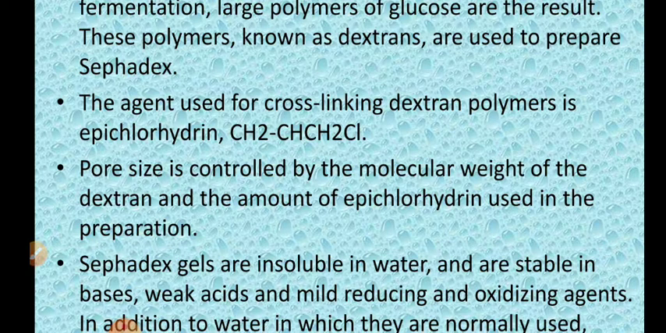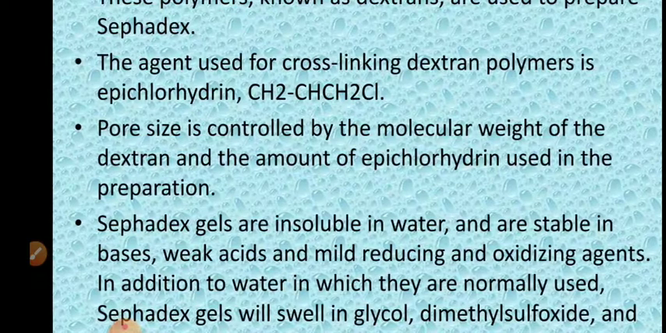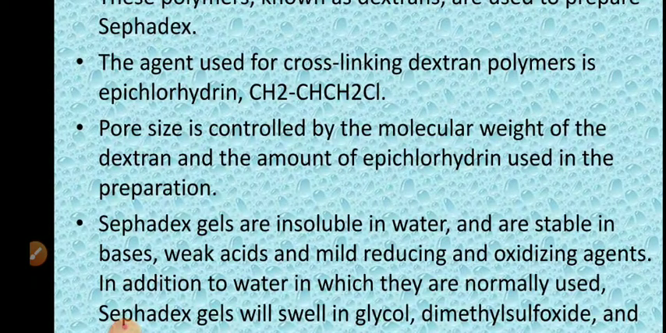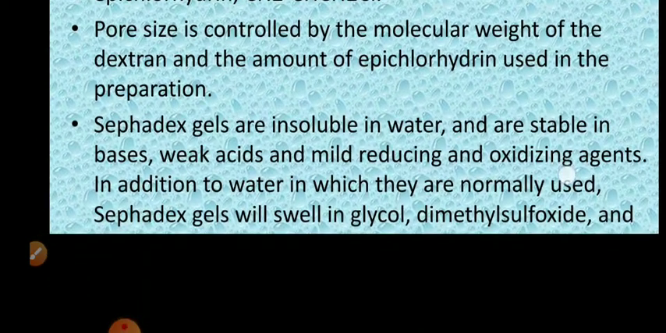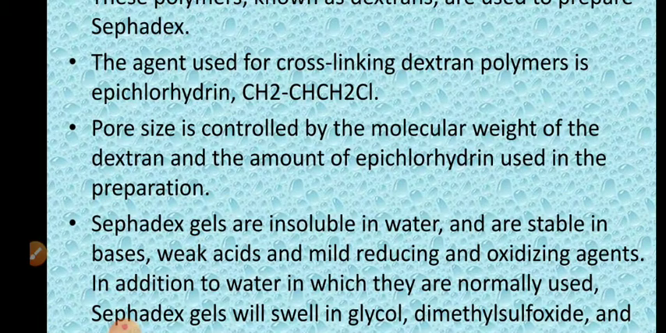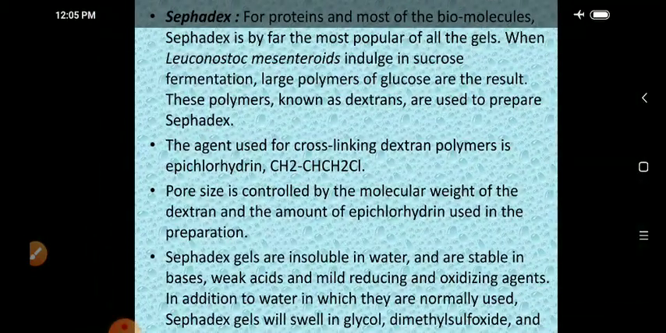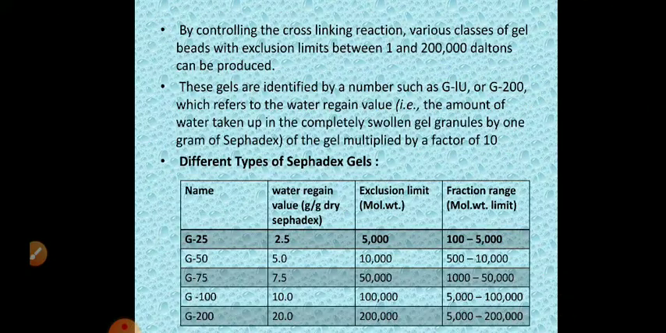The pore size of each gel is controlled by the molecular weight of the dextran and the amount of epichlorohydrin that is used for its preparation. Sephadex gels are insoluble in water, stable in bases, weak acids, mild reducing agents and oxidizing agents. Sephadex gels are swollen in water. Apart from water, they can be swollen in glycol, even in DMSO, dimethyl sulfoxide. Now, you can control the cross-linking, and various classes of gel beads with exclusion limit between 1 to 2 lakh Dalton can be produced.